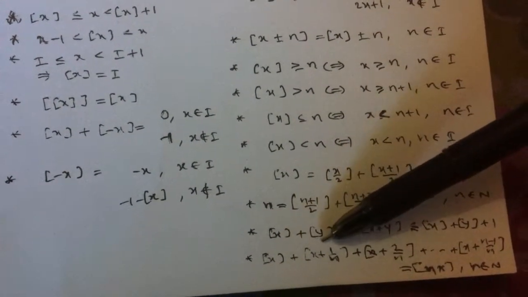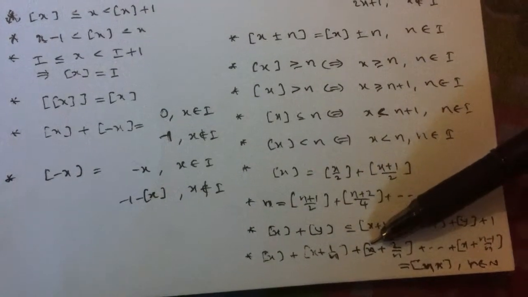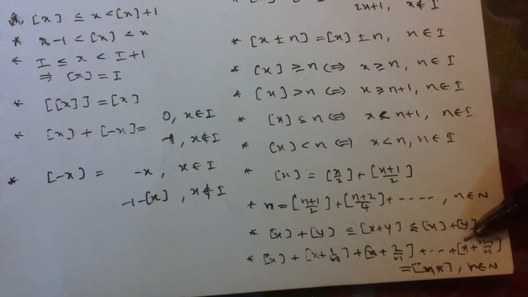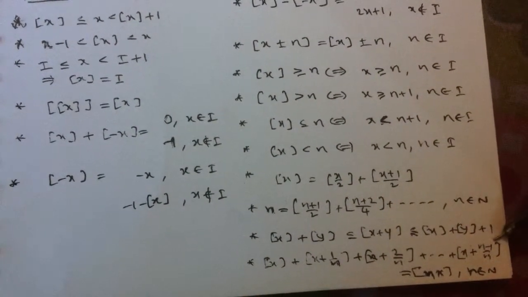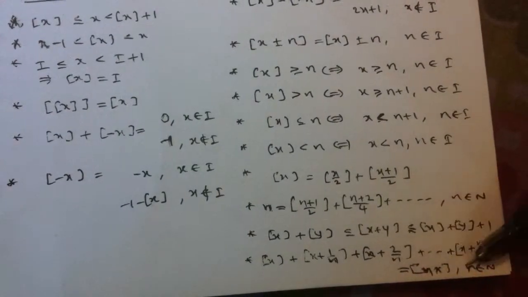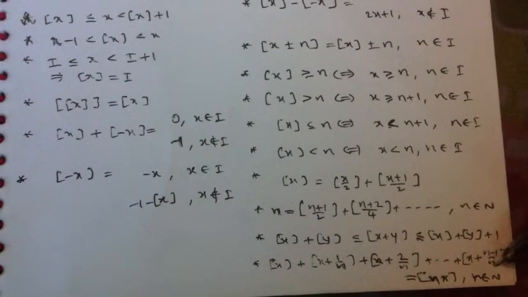Step x plus step of x plus 1 by n plus step of x plus 2 by n, and so on, up to step of x plus n minus 1 by n, is equal to step of nx, for all n belonging to natural number.